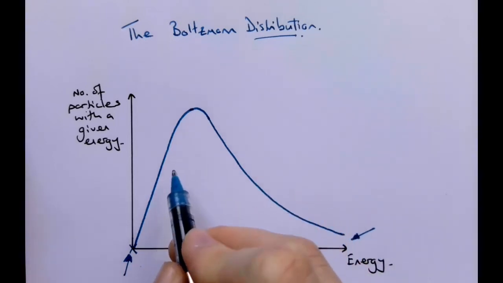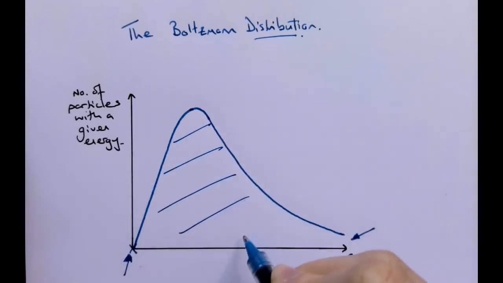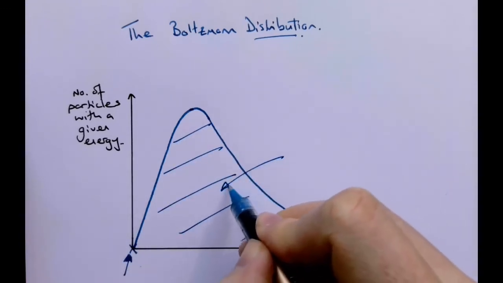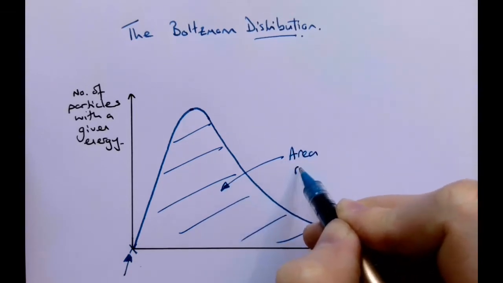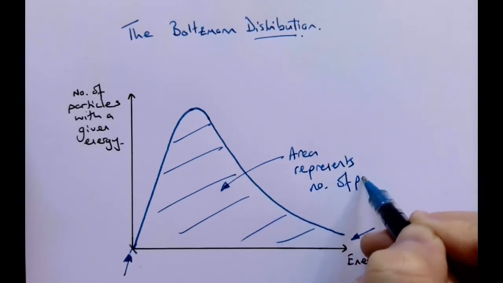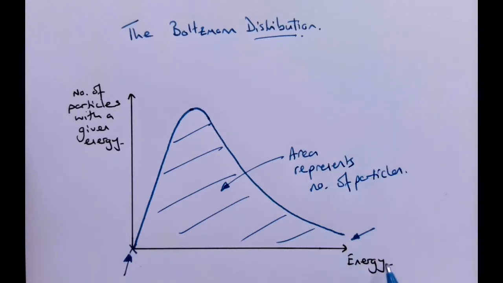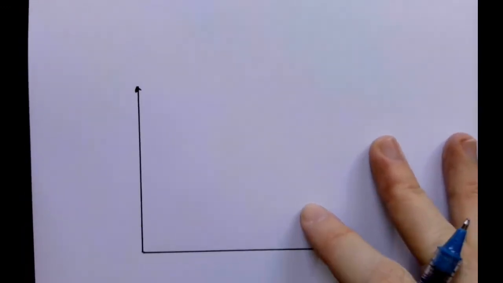And number 3 is that the area underneath here represents the number of particles. Because we're plotting the number of particles with a given energy against energy, the area under the graph is going to be the total number of particles. So let's think about 3 different situations where we can use this graph. Situation number 1 is if we change quantity.